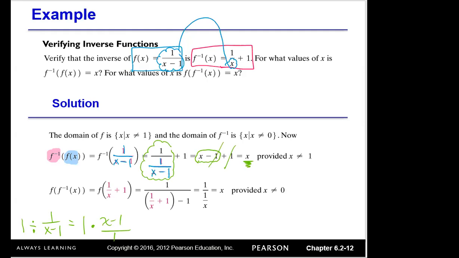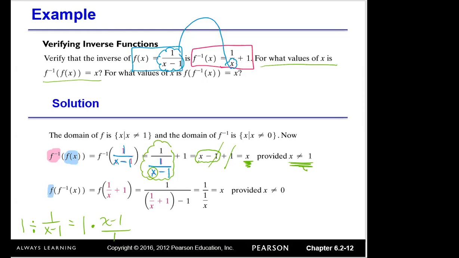Provided, because it then says, for what values of x would it equal x? Everything but 1, because if you put a 1 right here, 1 minus 1 gives you 0, and 1 over 0 is undefined, so they have to leave that out. And then they do the other one.